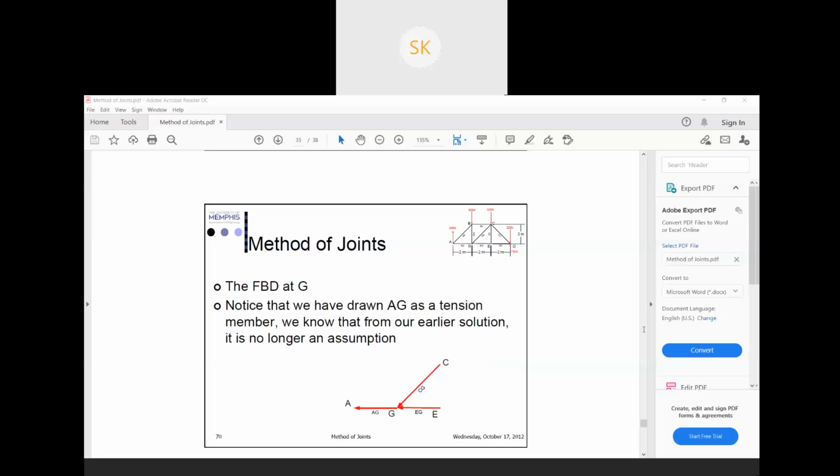So we won't draw BG here. I'm at screen number 70. Visible? Screen number 70 is visible.